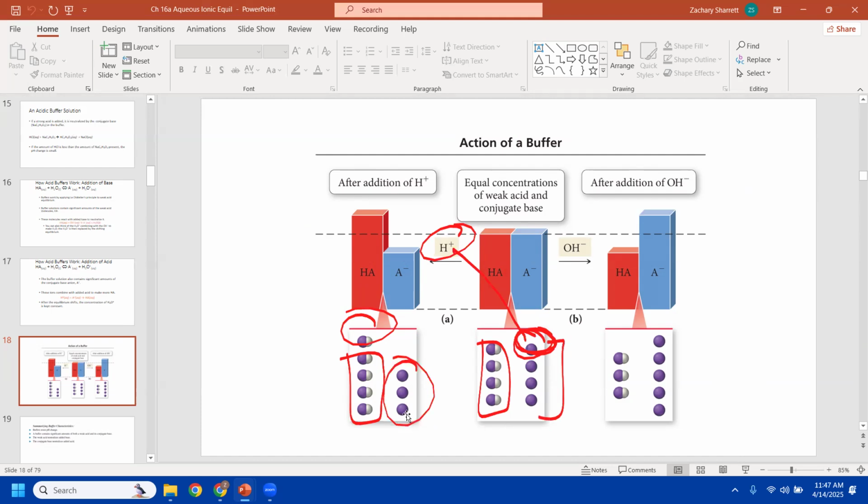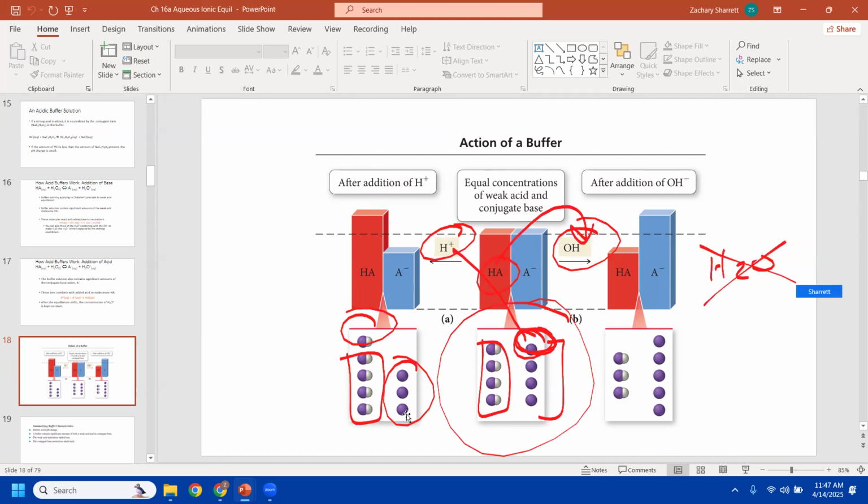Is the solution still buffered? Could it still react with H plus or OH minus that comes in? The answer is yes. Going back to the original, 4 and 4, if we had OH minus, the HA is like, oh, I'll give you my H to make water. That's not going to affect the pH. But instead of having 4 HAs, I only have 3 HAs left. And instead of having the 4 original A minuses, I now have a 5th A minus that was formed. Everybody see that?